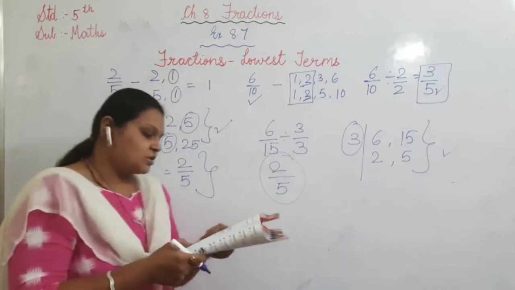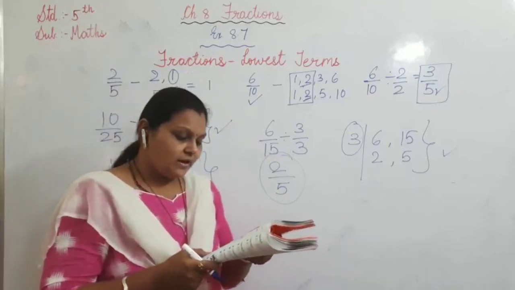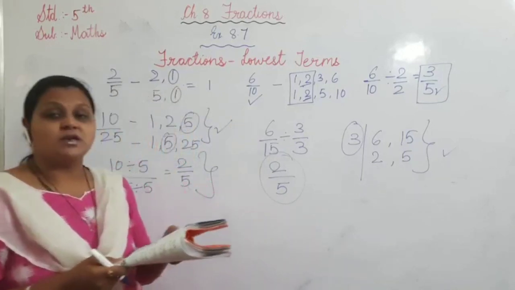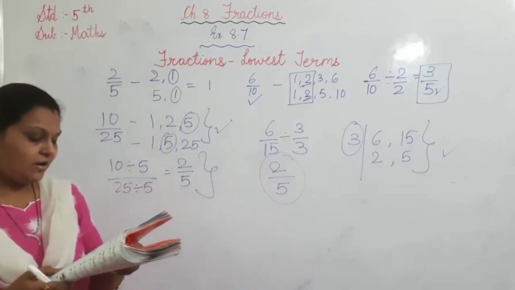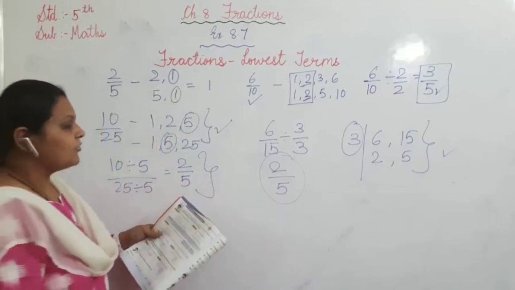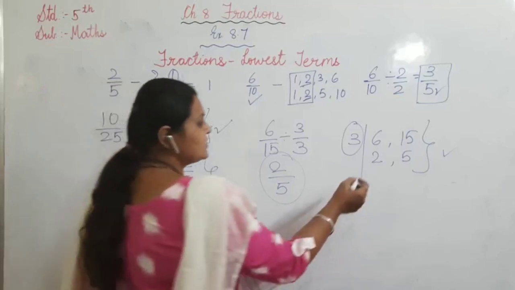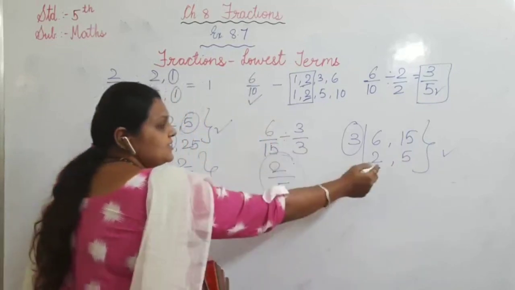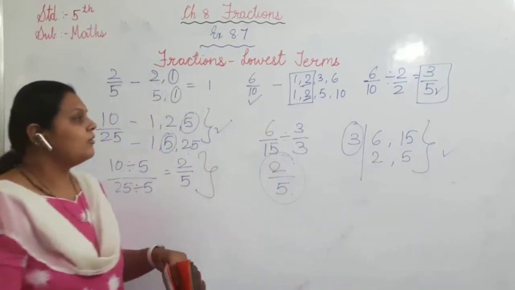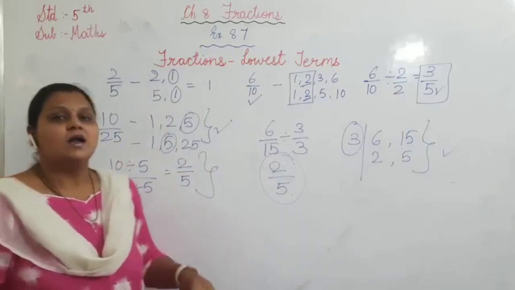The final quotients obtained while finding the HCF will be the numerator and the denominator of the simplest form of the given fraction. So these are the final fractions, or you can say, lowest terms.